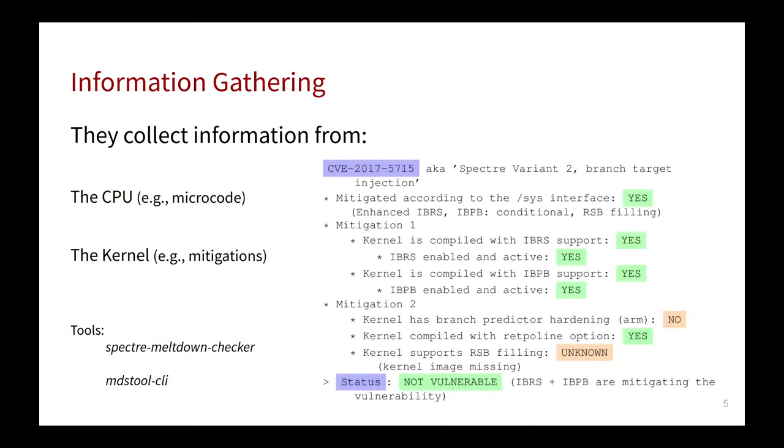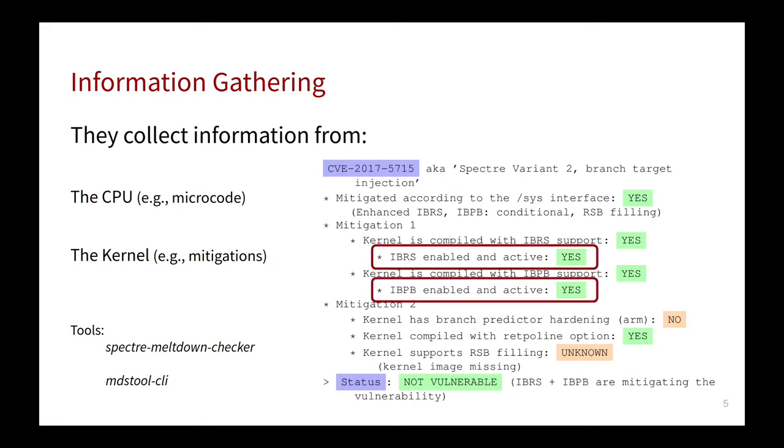Let's have a brief look at the Spectre Meltdown Checker output for Spectre BTB, the attack we briefly discussed before. As you can see here, the tool was able to verify that IBRS and IBPB, two hardware mitigations, are enabled and active and used by the kernel, as well as that the kernel running on the system is compiled with Retpoline. Given all this information, the tool is telling us that the system is not vulnerable to Spectre BTB.